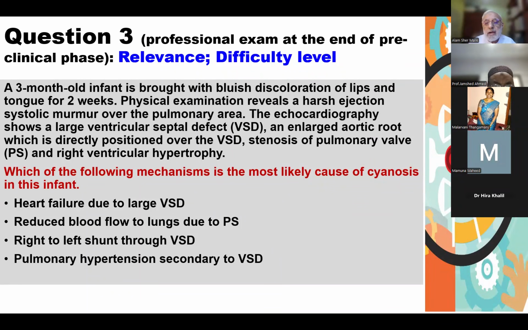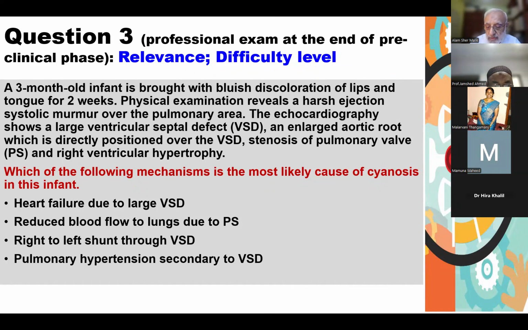mechanism of cyanosis. So, asking for pathophysiology, which of the following mechanisms is most likely the cause of cyanosis in this infant? Heart failure due to large VSD, reduced blood flow to lungs due to pulmonary stenosis, right to left shunt through VSD, and pulmonary hypertension secondary to VSD. And the answer would be right to left shunt through VSD. Again, we would go through the same cycle and place this question in one of the cells in that grid.